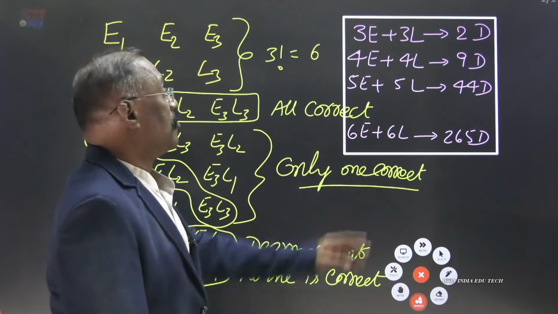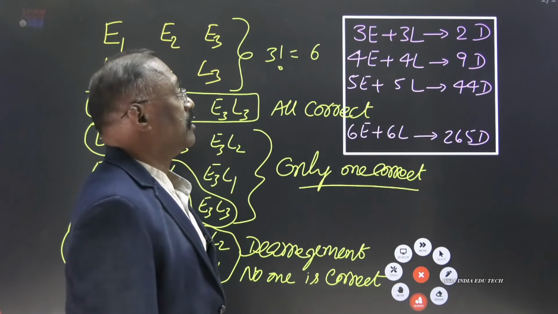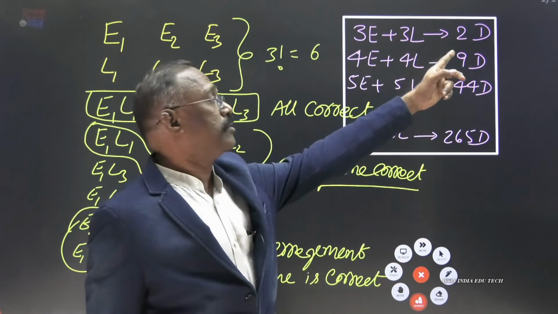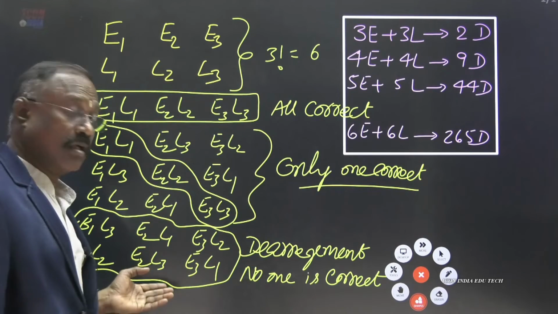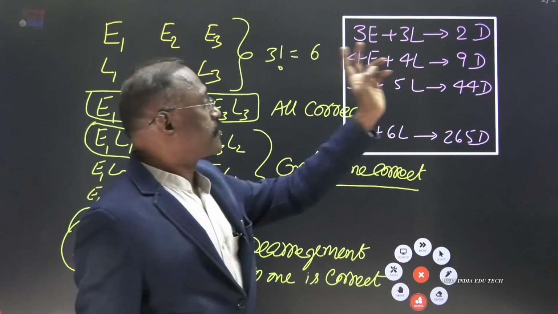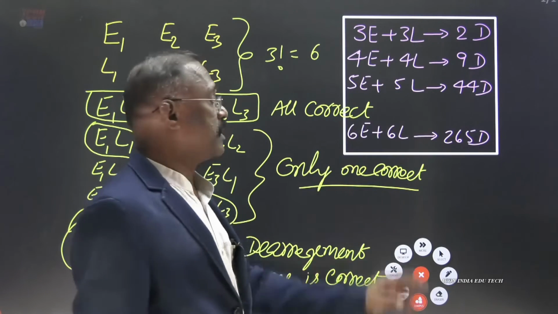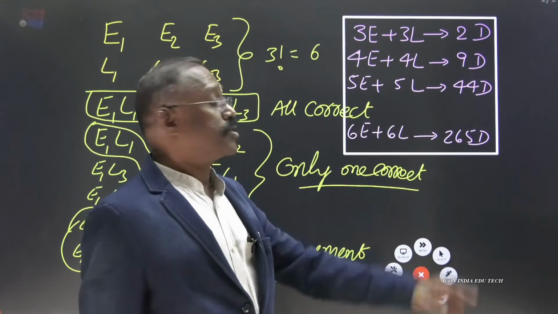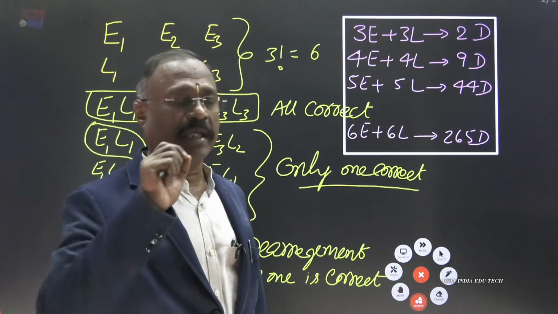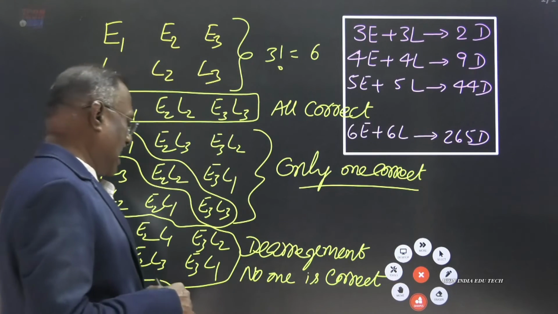The number of derangements whenever 3 objects and 3 corresponding places are there is 2. Just now, that's what I have shown here clearly for your better understanding. If it is 4 envelopes, 4 letters, 9 derangements will be there. 5 envelopes, 5 letters, 44 derangements will be there. 6 envelopes, 6 letters, 265 derangements will be there. Up to that, you just remember that. It will be better if you remember that.